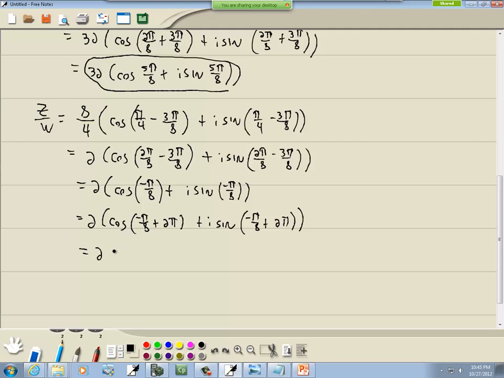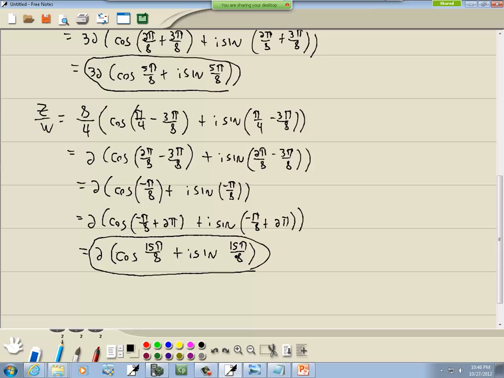Now this is a mixed number, so I can work with it in that form. We'll take 2 pi times 8, that gives us 16 pi, plus a negative pi gives us 15 pi over 8, plus i sine of 15 pi over 8. Again, I took the 2 pi times the 8, that gives us 16 pi, plus the negative pi gives us 15 pi, and then the 8 remains the same. And that'd be your answer. Let me go ahead and save that.